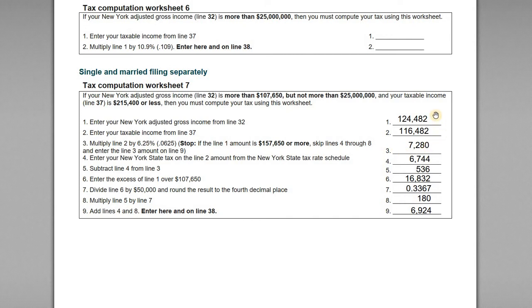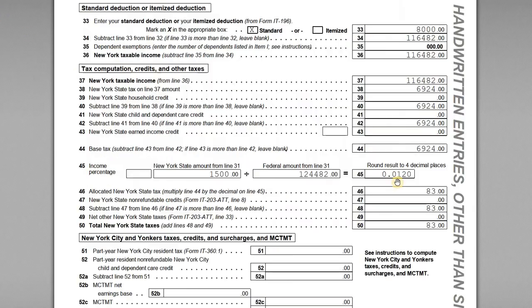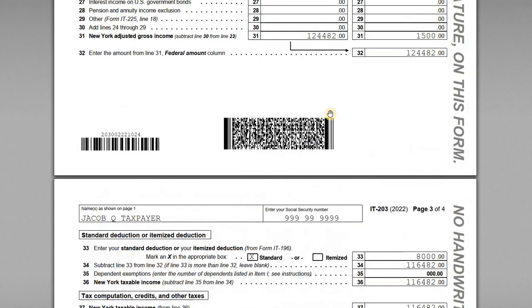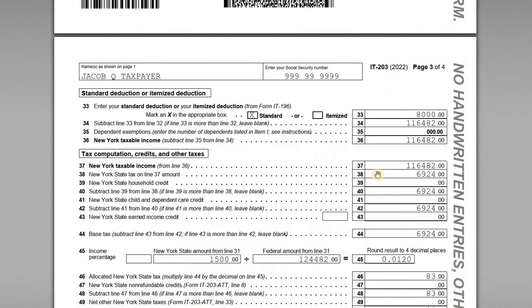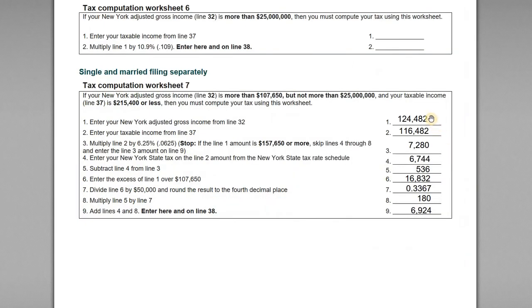So lines 1 and 2, we've got our New York AGI from line 32, our taxable income from line 37. So if we go back really quickly here, you can see New York AGI on line 32, and then the New York taxable income on line 37. So that's where we're pulling those amounts.